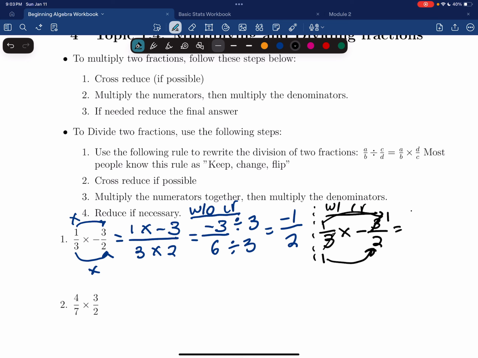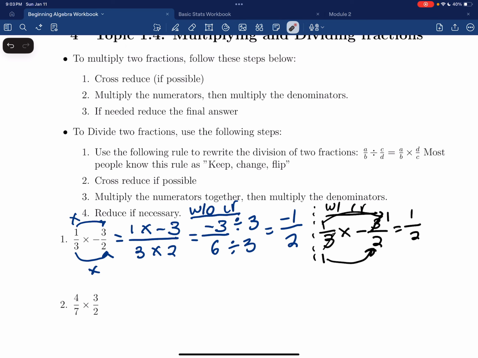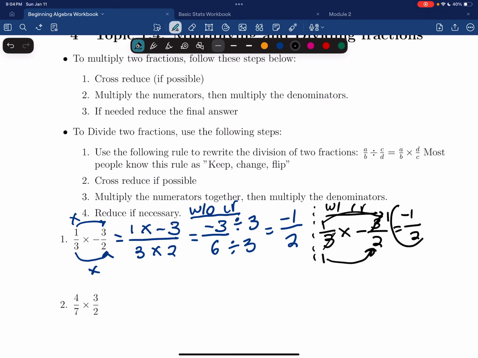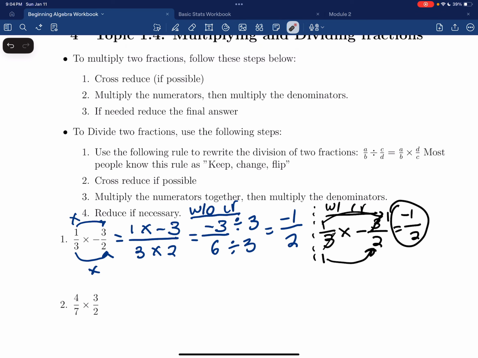So we have 1 times 1, which is 1, and 1 times 2, which is 2. But don't, and I repeat, don't forget this negative sign here. We have negative 1/2. Oop, that looks like a plus. Negative 1/2. So notice here, when we didn't cross reduce, we had an additional step.